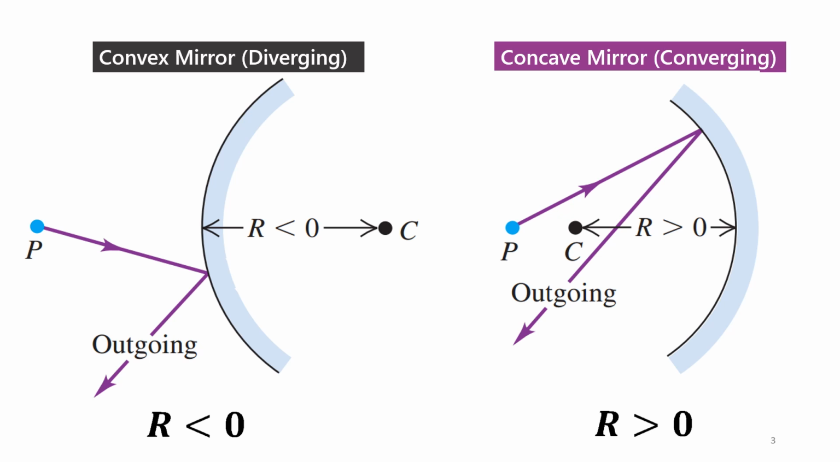The picture on the left shows a convex mirror. It forcibly diverges the outgoing rays and has a radius of curvature that is less than 0. The mirror on the right is a concave mirror. It forces the outgoing rays to converge and has a radius of curvature that is greater than 0.